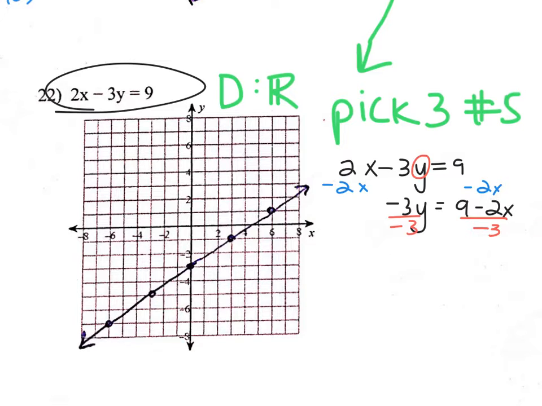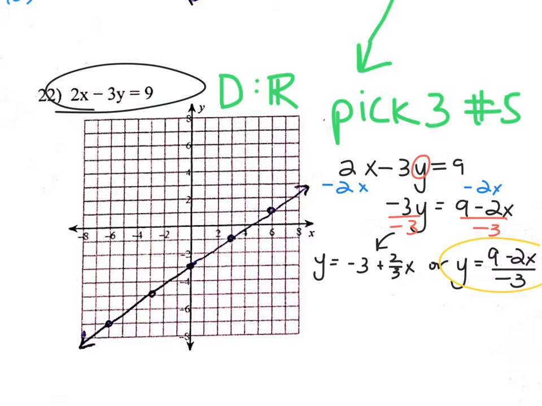So I'm going to give you 2 options. You could either end with y equals negative 3 plus 2/3 x. Or you can keep that fraction all together, just if you're worried about making mistakes, and say 9 minus 2x divided by negative 3. I don't care what you do. All right, I'm going to keep it all the same just in case, so I don't have to worry about making mistakes.